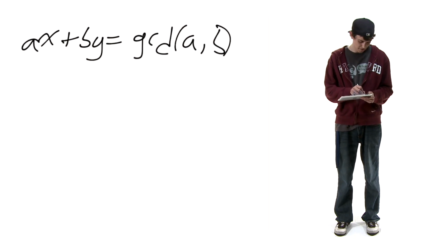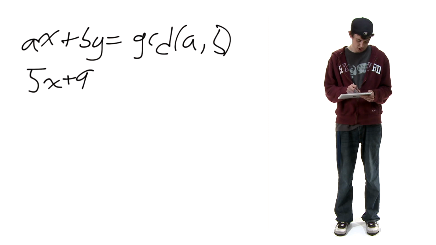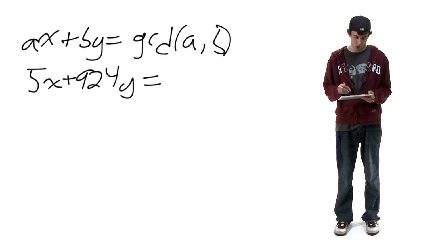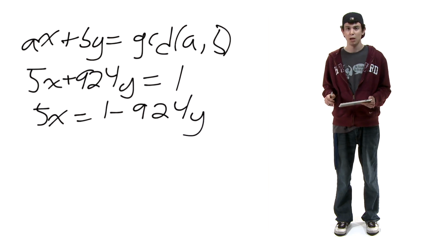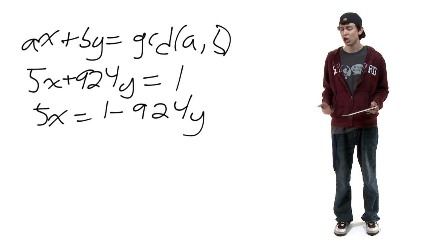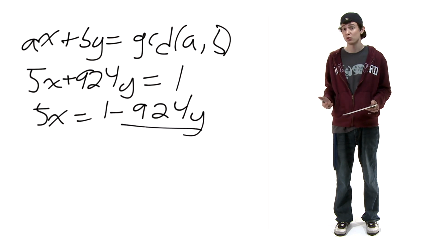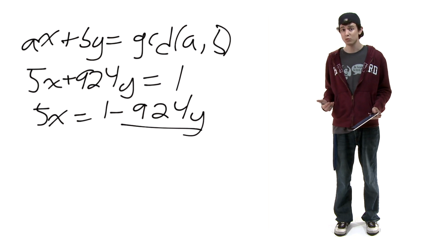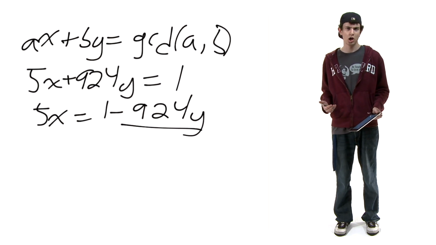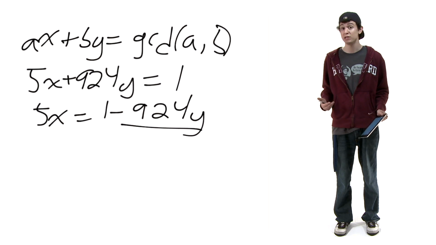So this gives us 5x plus 924y is equal to 1. Or 5x is equal to 1 minus 924y. But if we only care about everything modulo 924, then we can drop the minus 924y. Think back to the clock. If the minute hand is on 1, and then exactly 10 hours pass, we know the minute hand will still be on the 1. Here, we start at 1 and then wrap around exactly y times. So we'll still be at 1.